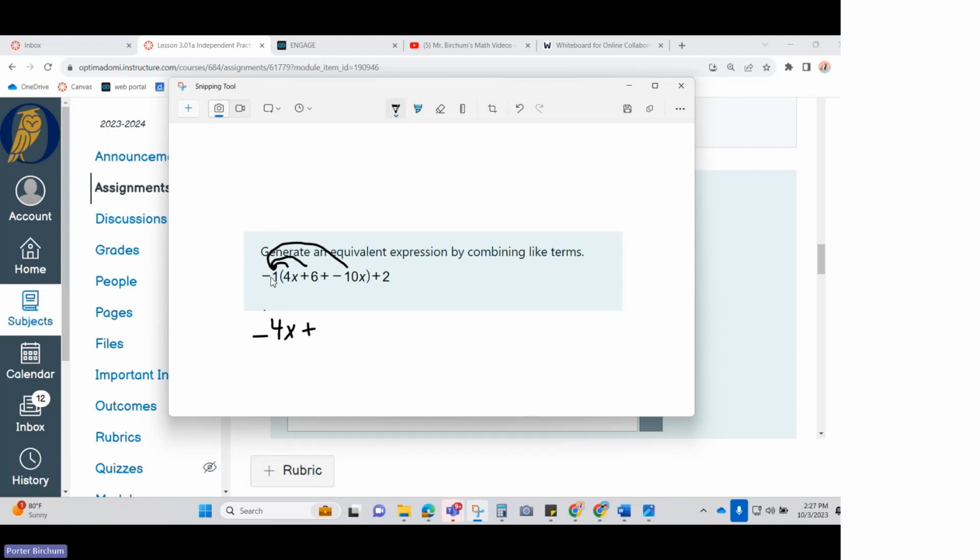Plus, what is -1 times 6? That's -6. Plus, what's -1 times -10? +10. And can't forget about that x. And now we don't need these parentheses anymore, and we have a +2. So when we have a plus and a minus right next to each other, plussing a negative is the same as just minusing. So I'm going to rewrite that as just minus.